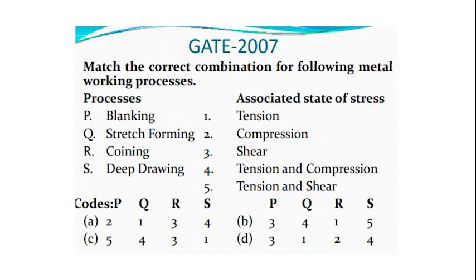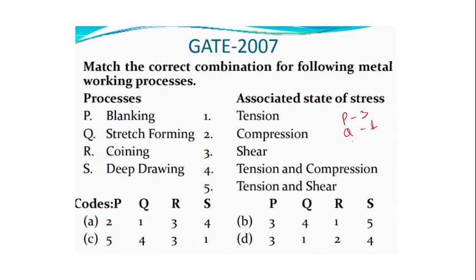Yeah, option D is correct. So let's read the question. Match the correct. In blanking, whatever the material removal processes are there, shear stresses are responsible for the material removal. So P will be 3, that we can write. Then stretch forming, I have told there will be only tension. So Q will be 1.